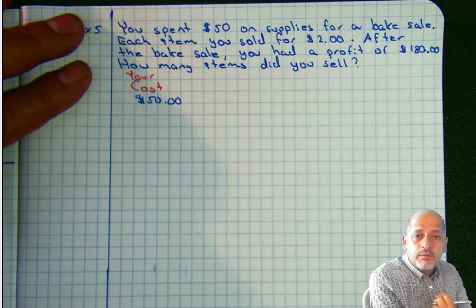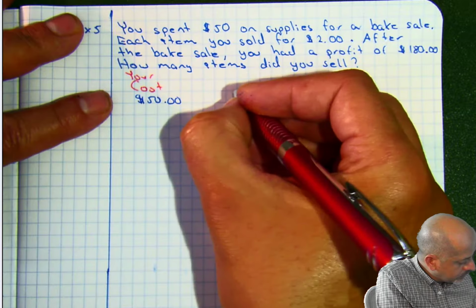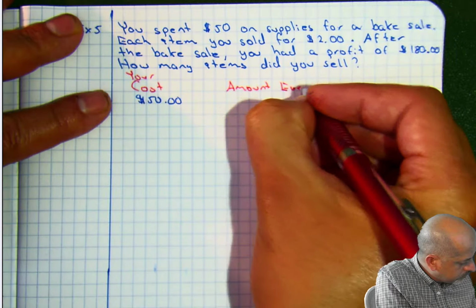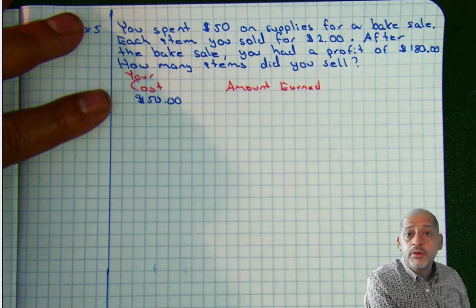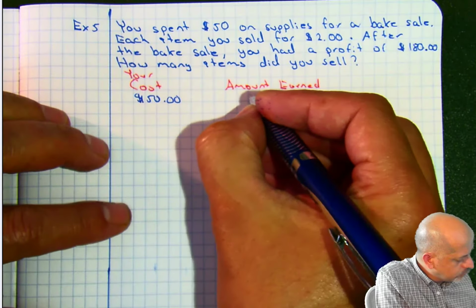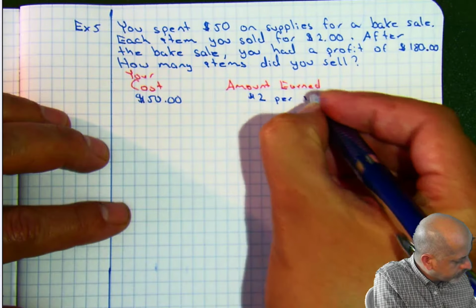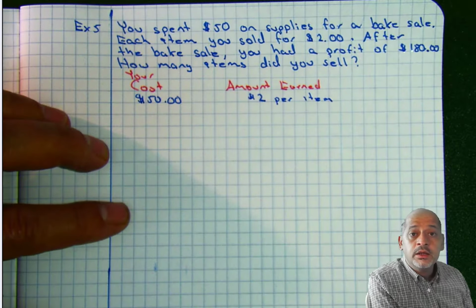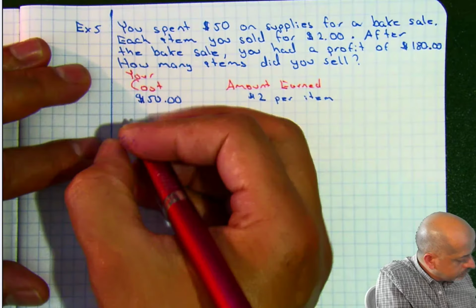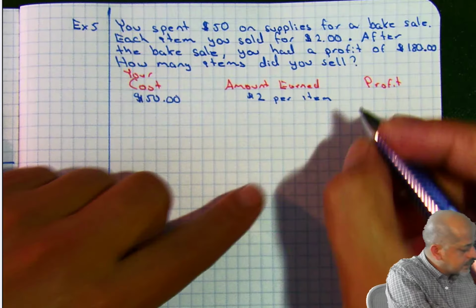How much money did you get from customers? So that'll be amount earned. Your amount earned is, well, how many? It's going to be $2 per item, correct? So we know there's going to be $2 per item. Do you agree? So therefore, to calculate your profit, and we're going to write down your profit here. Your profit in this case is $180.